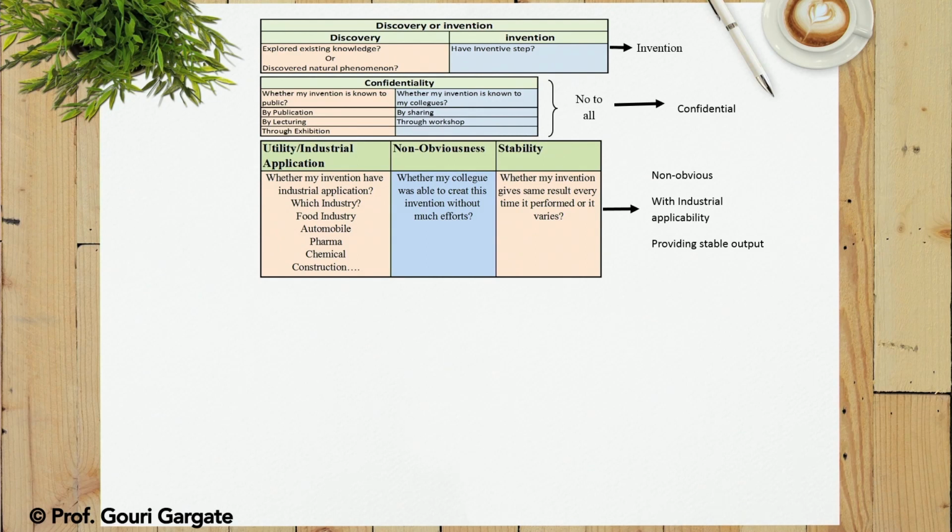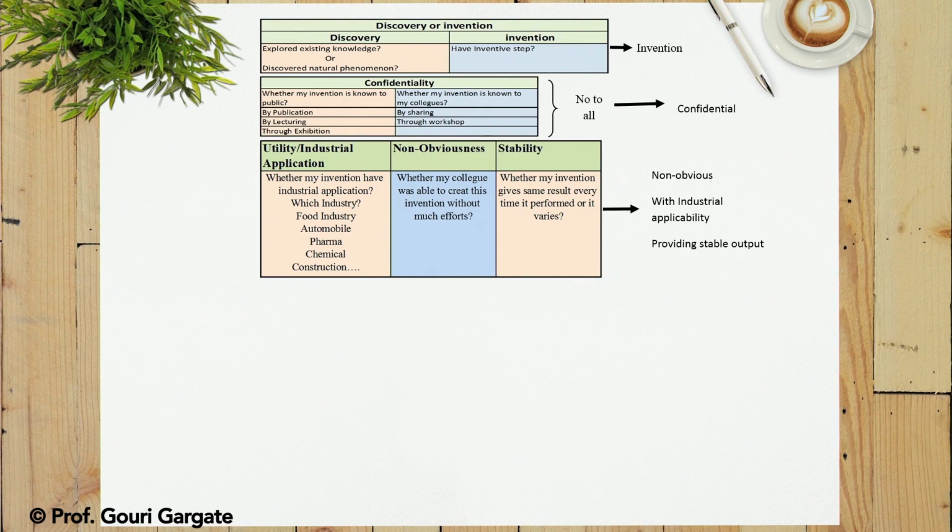So, we have to check the inventive step. We know that it should not be obvious to the person who is skilled in the art. If the person skilled in the art feels that the invention is obvious, then you are not fulfilling this criteria. So, the simple test is to think whether my colleague is able to develop this invention without much efforts.